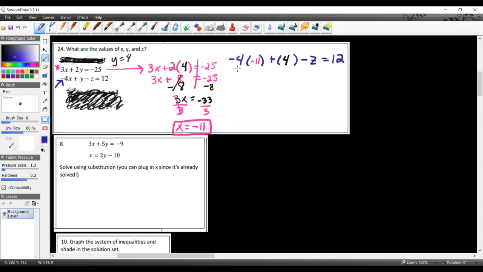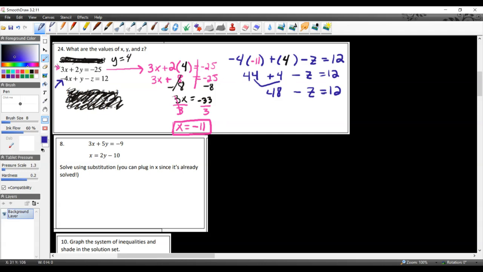Okay, so all I need to do is simplify the numbers and see what that's going to give me. So negative 4 times negative 11, two negatives multiplied gives me a positive, and that's going to be 44. Bring everything else down. So plus 4 minus z is equal to 12. Okay, 44 plus 4 is 48. Bring down that minus z again is equal to 12.